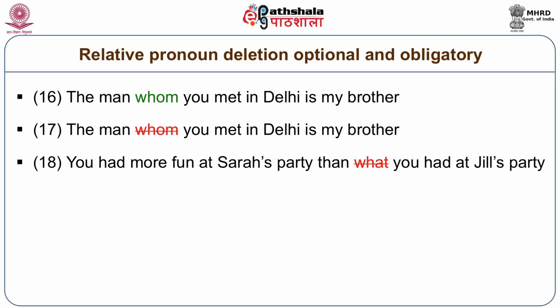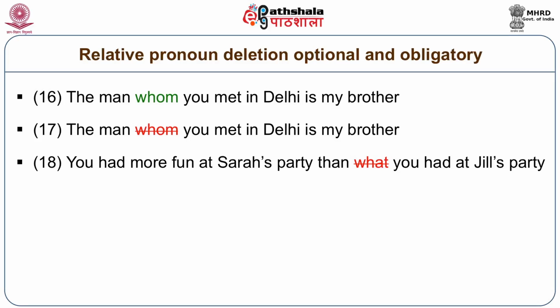Sentence 16 in English, the man whom you met in Delhi is my brother, also has the alternate form, 17, the man you met in Delhi is my brother. This is a familiar fact. You must have learned it in school grammar. It's part of learning English that you can do this. What your school grammar didn't teach you, however, is that there are some constructions where the deletion of the relative clause has to happen. In the case of 16 and 17, the man whom you met in Delhi and the man you met in Delhi, you can do it, it's optional.